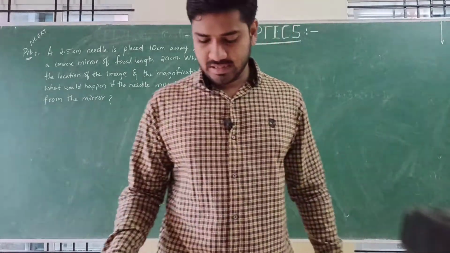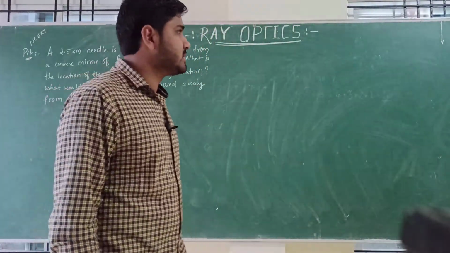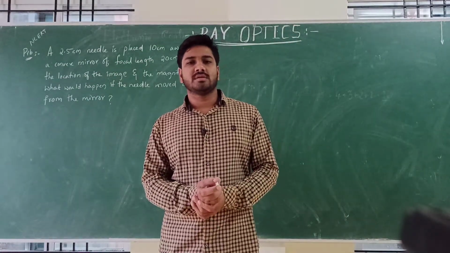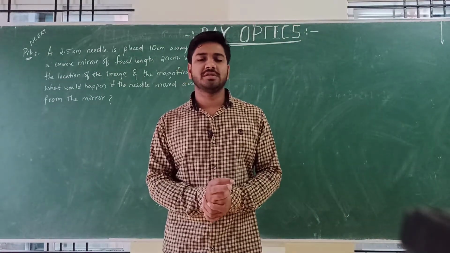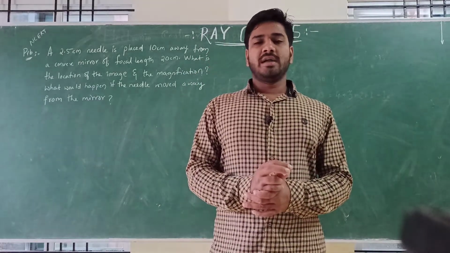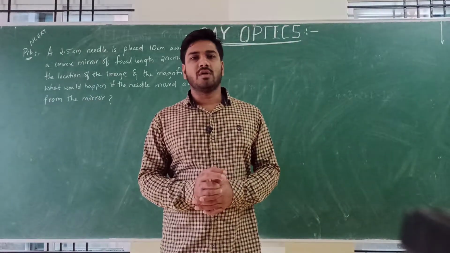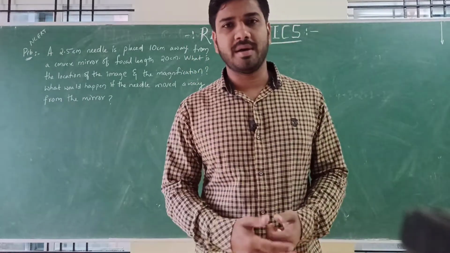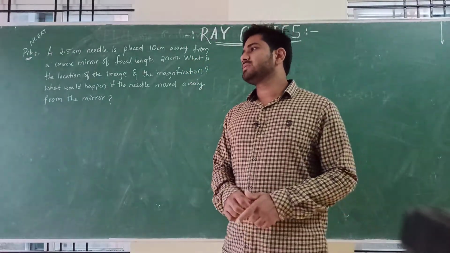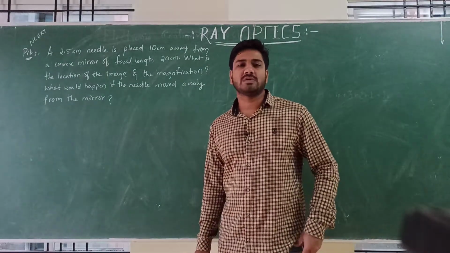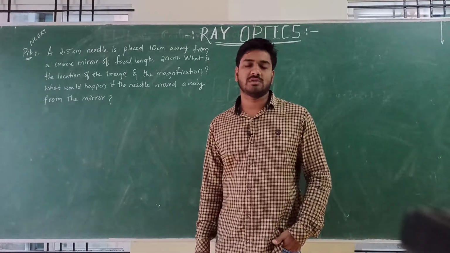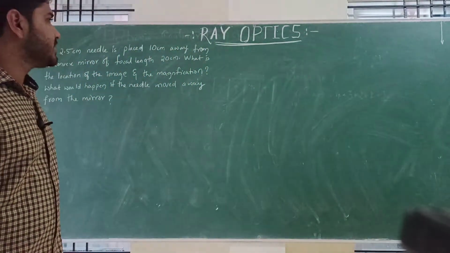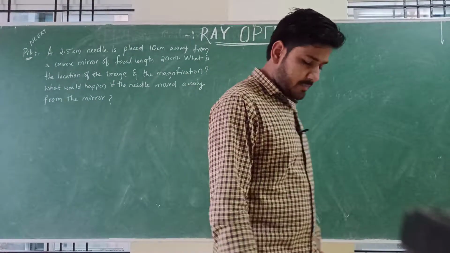In the last class we saw the formulas. Linear magnification is equal to the height of the image divided by the height of the object, and it is also given by minus v by u. And 1 by f is equal to 1 by u plus 1 by v, and also f is equal to r by 2. These are the formulas we know, and let's start today's class with this problem.